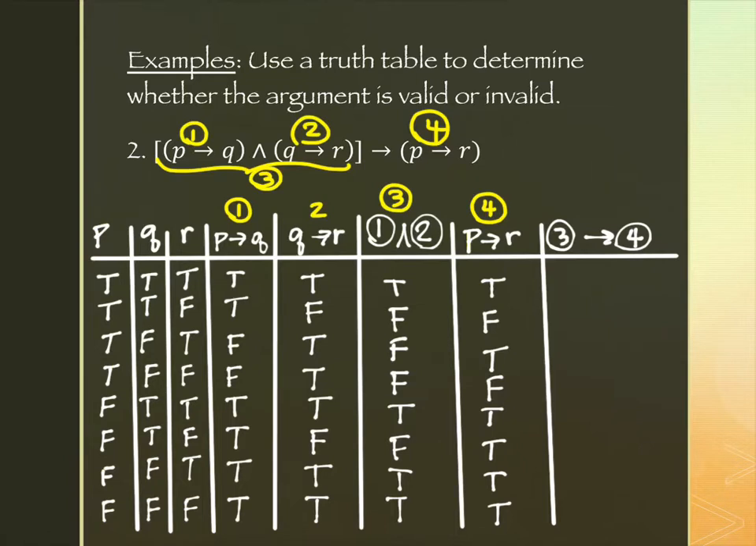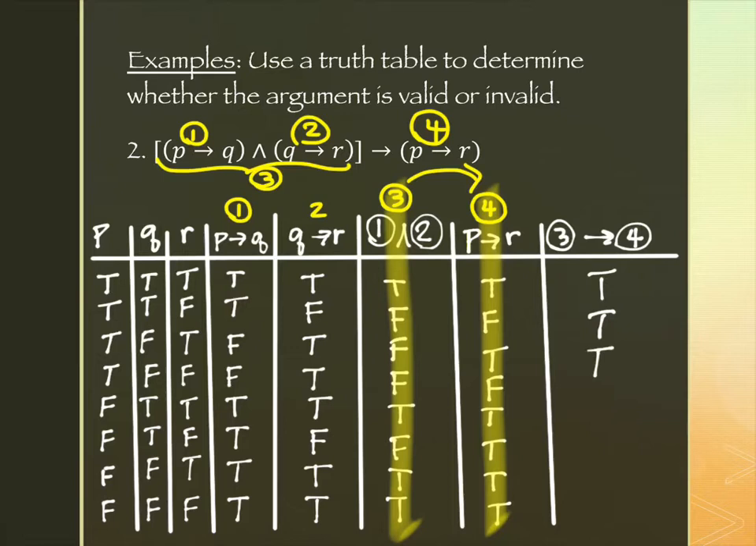Okay, ready for the last column? So the last column is an implication as well of 3 implies 4. All right, almost done. True implies true is? Good. The next 3 all start out false, so we get true. Row 5 is true implies true, which is true. Row 6 is false implies true. And then rows 7 and 8 are true implies true, which is true.